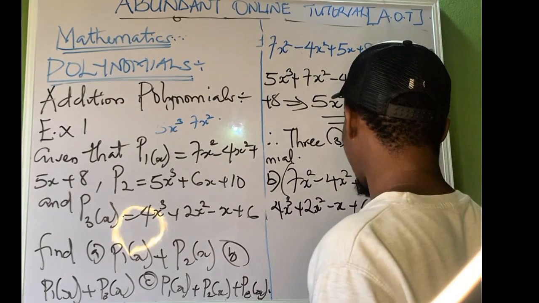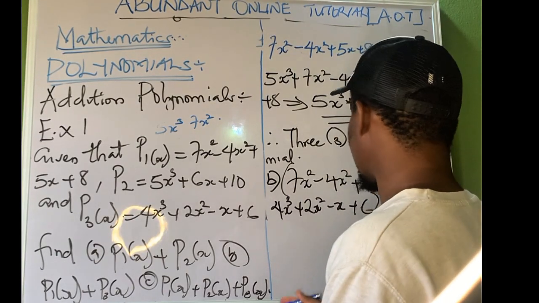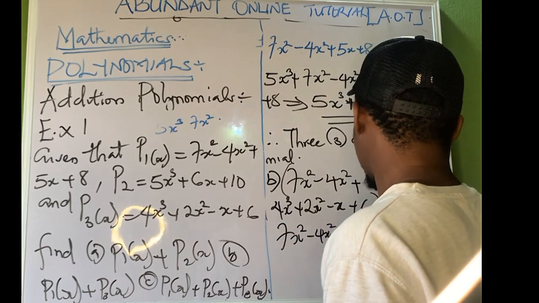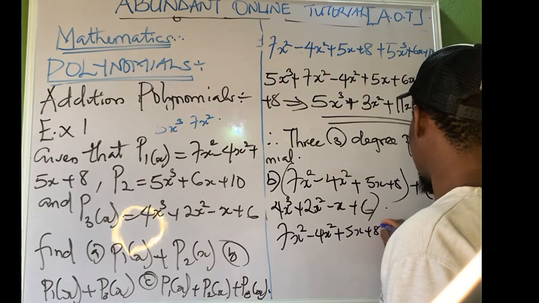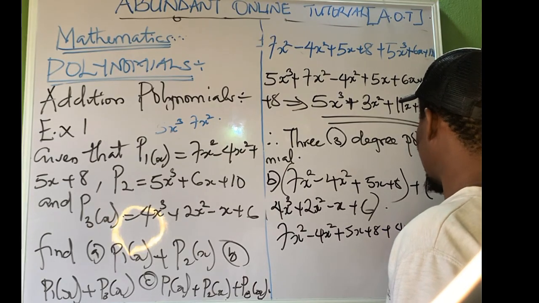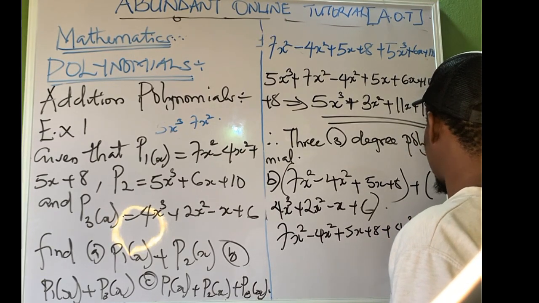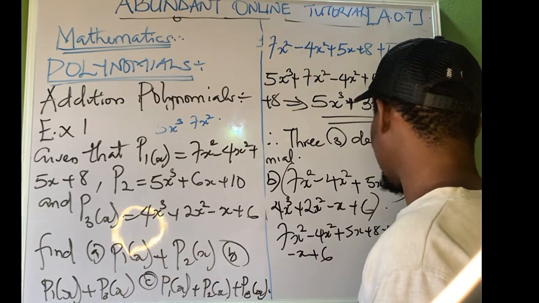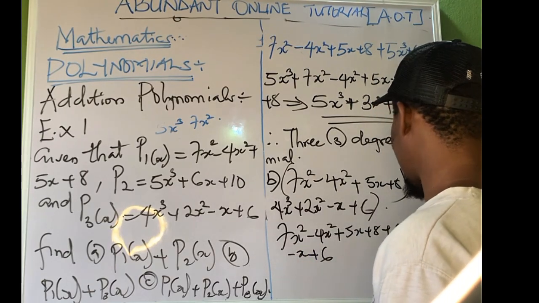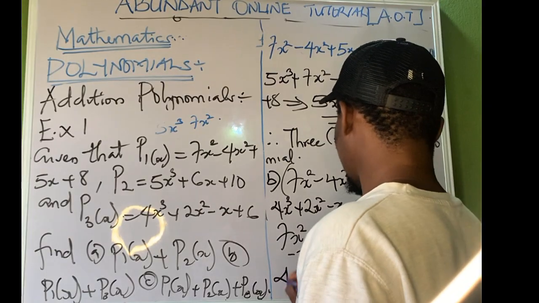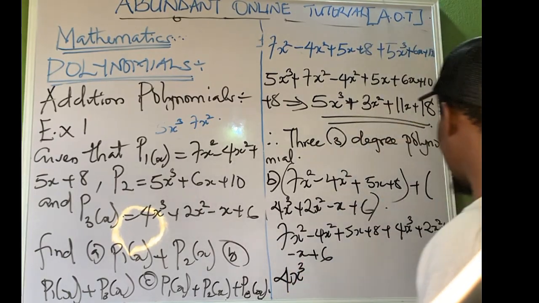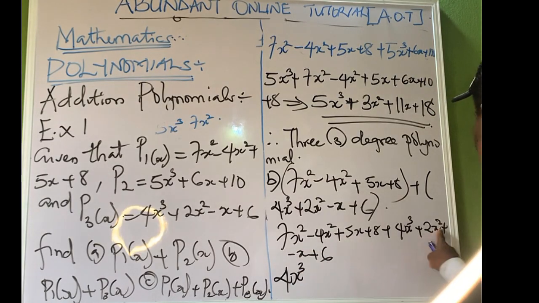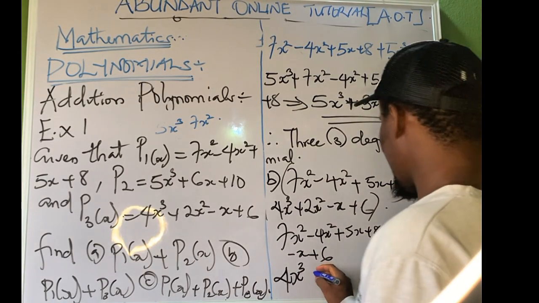So what are we going to do? We are going to remove all the brackets and bring them together. We now have 7x squared minus 4x squared plus 5x plus 8, plus 4x cubed plus 2x squared minus x plus 6. So let's collect the like terms. We have 4x cubed here, that one stands. Then we have 7x squared here, 2x squared, and 4x squared.